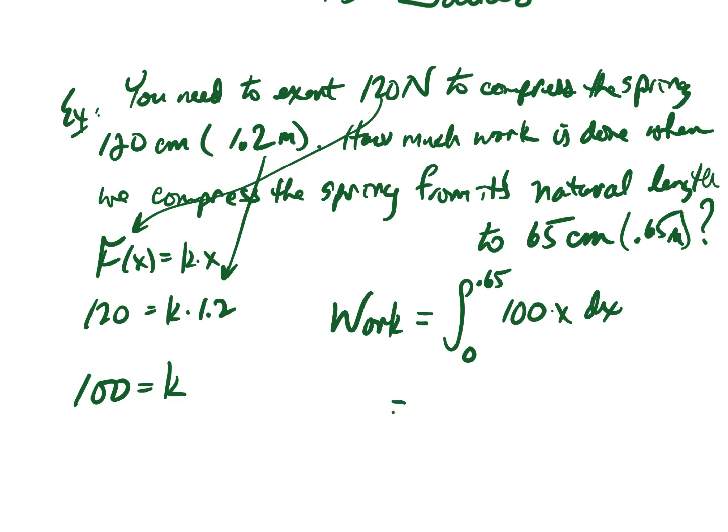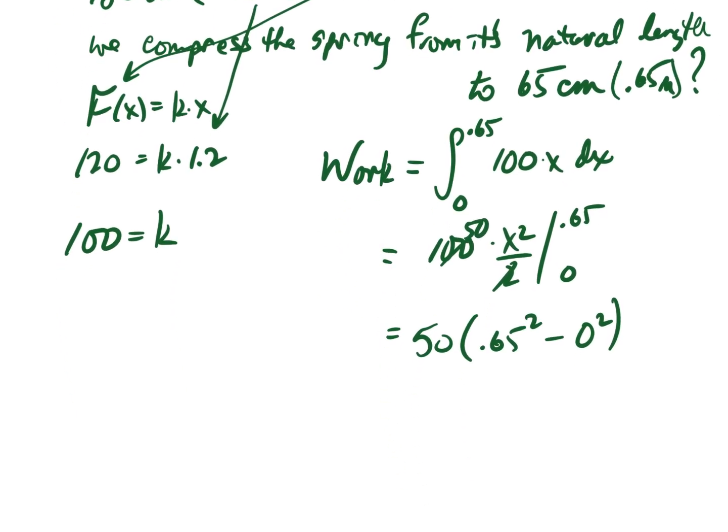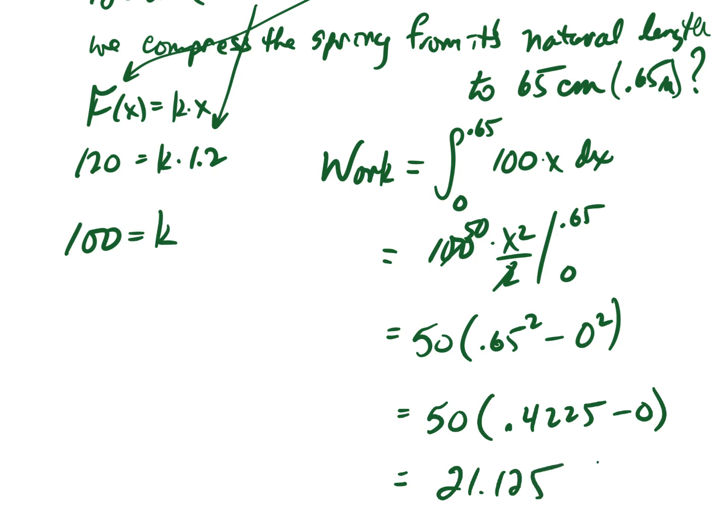So the integration, obviously very easy, just add 1, divide by the new, cancel a 2 top and bottom, and then insert 0.65 and subtract, then insert 0. So I'm going to need a little calculator help on this one because I don't know what 0.65 squared is. So 0.4225, obviously minus 0, and then multiply by 50, and we get about 21.125. I guess we don't need all those decimal places, but anyway. So we'd have approximately 21.1 joules of work.